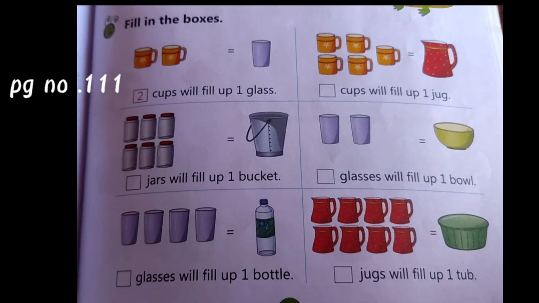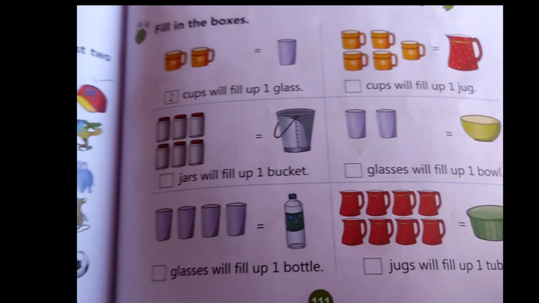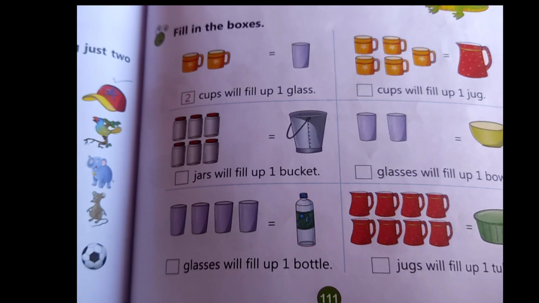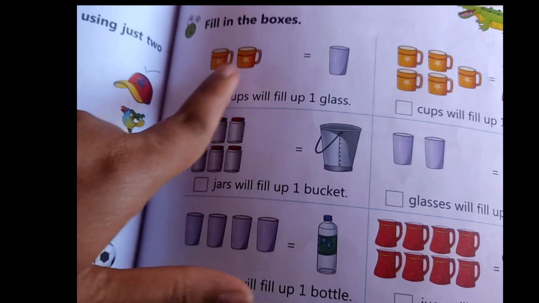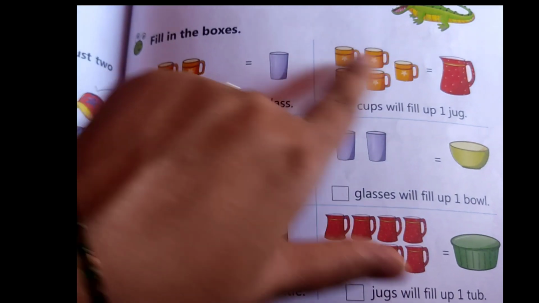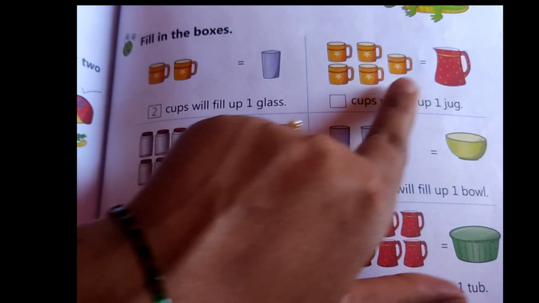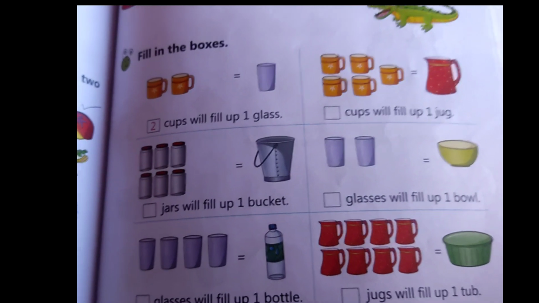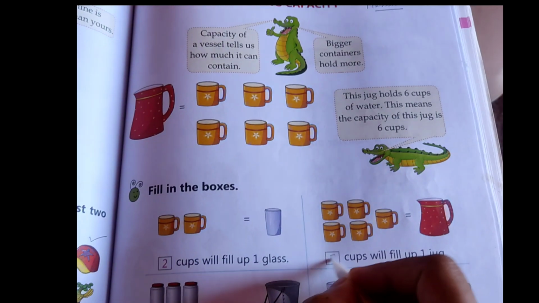Children, now open your page number 111. Here we have fill in the boxes. See, the first one is an example for us. 2 cups will fill up 1 glass. How many cups will fill up 1 glass? 2 cups will fill up 1 glass. In the same way, how many cups are needed to fill 1 jug? We need 1, 2, 3, 4 and 5. 5 cups to fill the jug. 5 cups will fill up 1 jug.